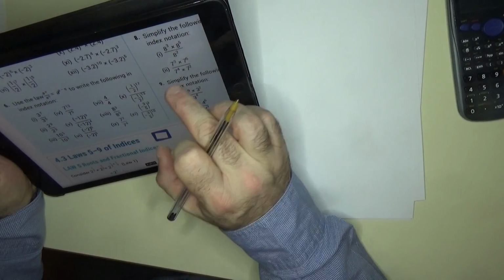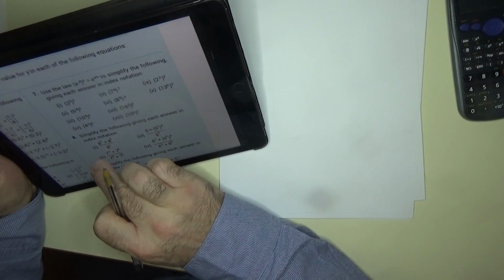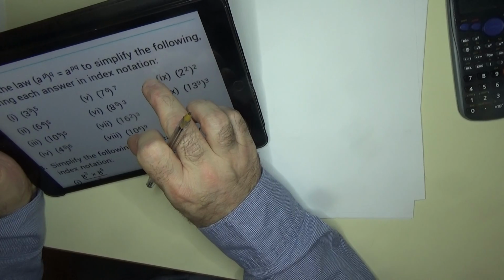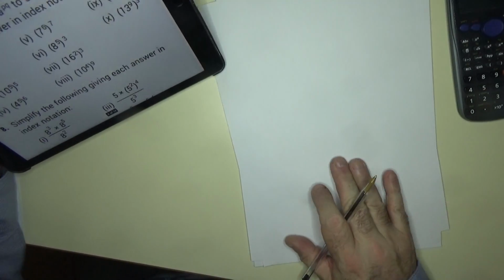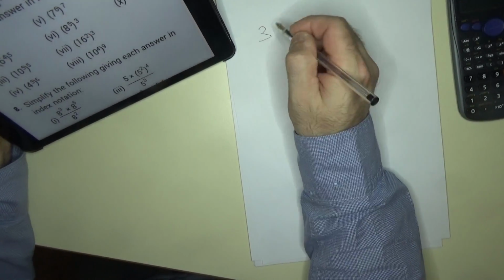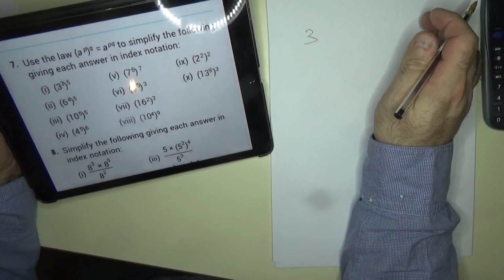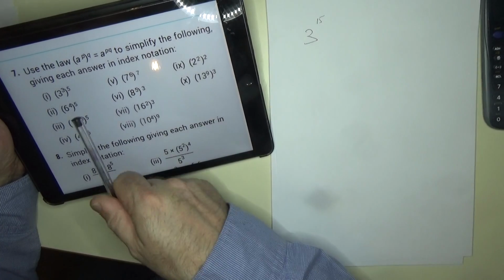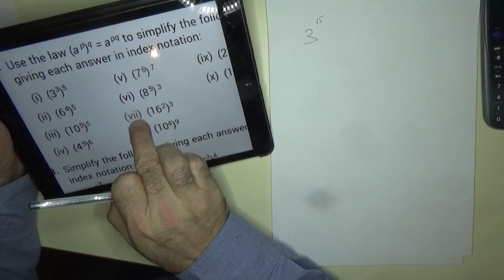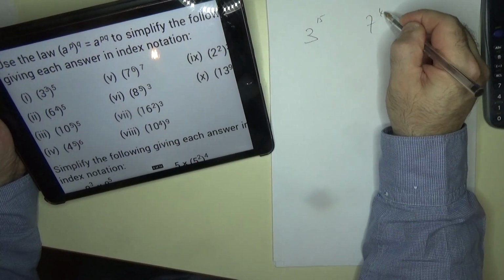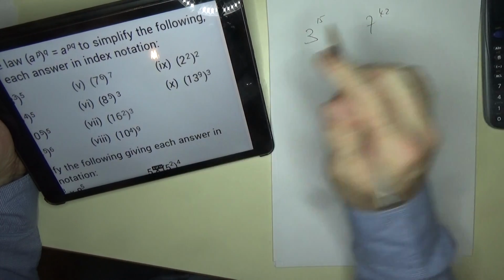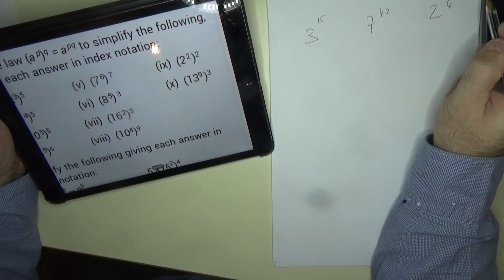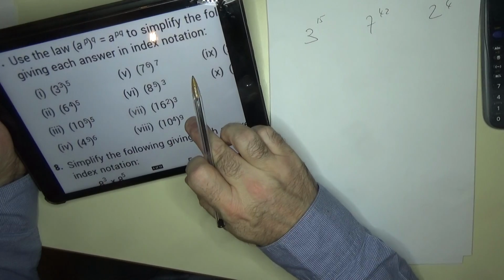Okay, so that's 6 finished. And granted, I'm working at a fair old clip. Now we're talking about a power of a power. So I'll just try and show you the question on the left hand side, and I'll just go straight to the answer when I can. So 3 to the 15 will be that one. 7 to the 42 will be this one. 2 to the 4 will be this one.